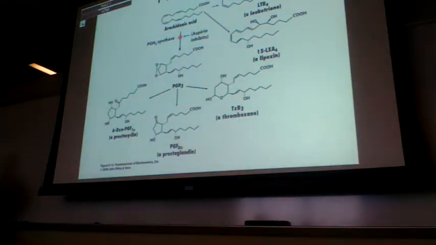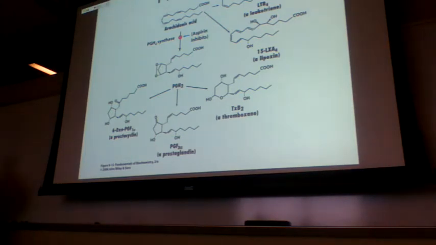They all come from arachidonic acid, no matter what prostaglandin it is. So here's my arachidonic acid, with 4 double bonds. And depending what prostaglandin it is, it's going to have different functions. They all act as chemical messengers.